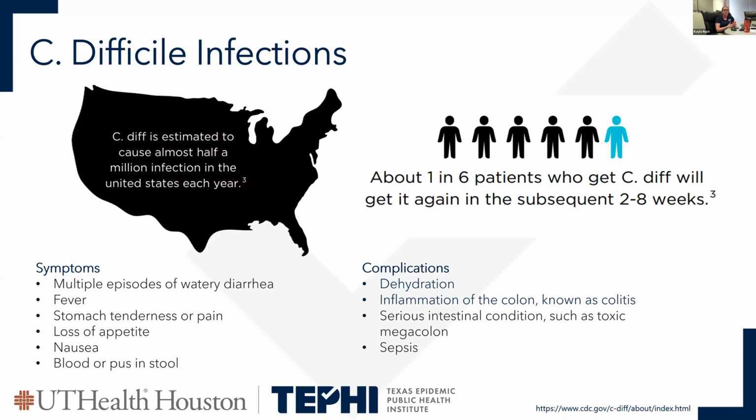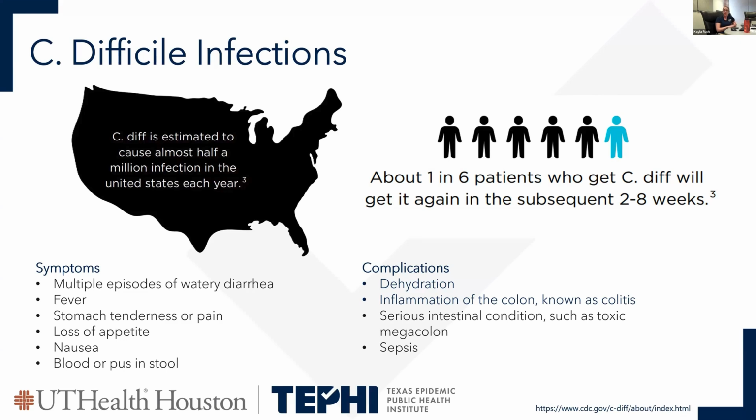Most symptoms, the tried and true symptom that we see with these C. diff infections, are very watery diarrhea. Patients will have a fever. They will also have a high white count. Their stomach will be tender, very painful. There'll be a lot of abdominal cramping, pain, loss of appetite, nausea, and then sometimes blood or pus in the stool. Some complications that can increase the severity of the disease will lead to dehydration.